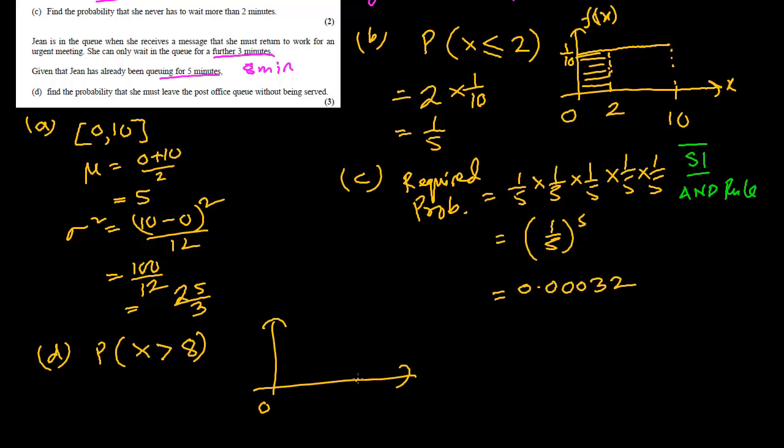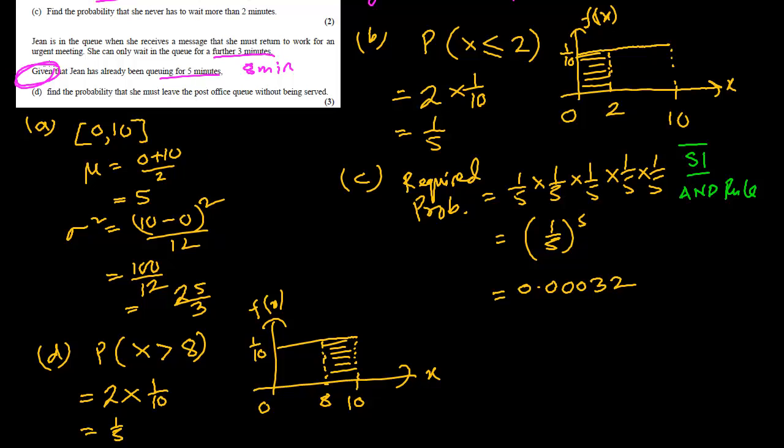So let's draw the distribution again. It's from 0 to 10, and this is 1 by 10. So more than 8 means if it is here, so it would be this one. So from 8 to 10, it is 2 because probability is area, so length into breadth. And this is 1 by 10, so this would be 1 by 5. So the probability of being served, if you have to wait for more than 8 minutes, the probability is 1 by 5. Now, this is not the final question because you have to remember this.